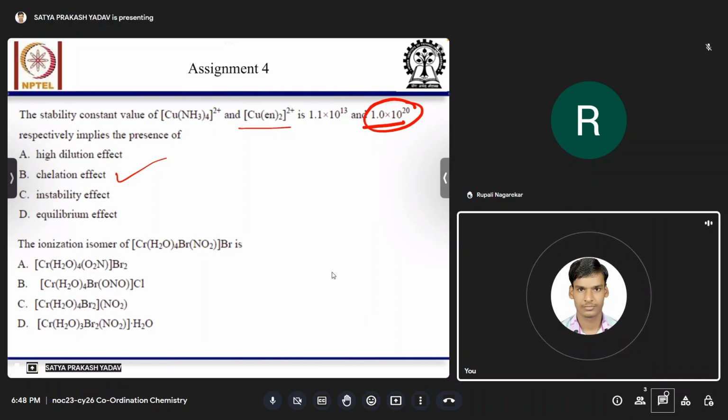Ionization means it should give a different ion. Which ion can change? If we change Br, no result. If we change NO2 to Br, that will be it. So [Cr(H2O)4Br2]NO2. This is your correct answer.